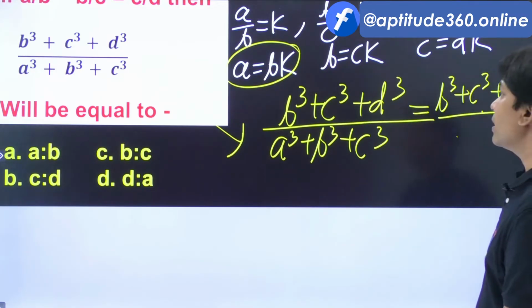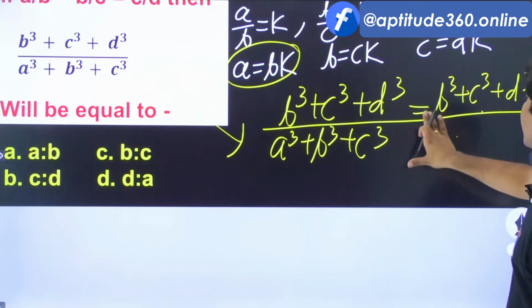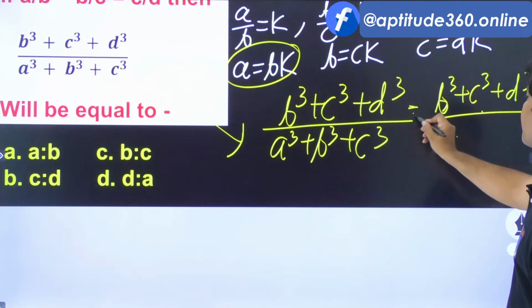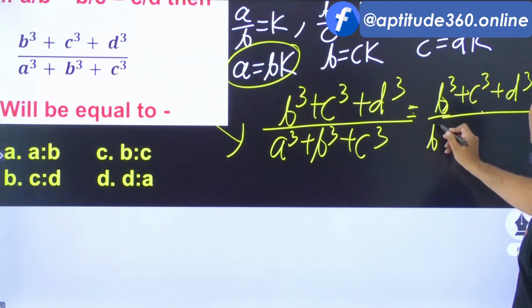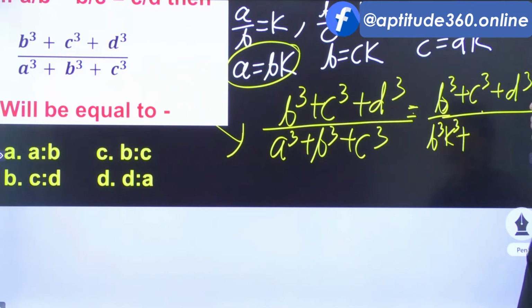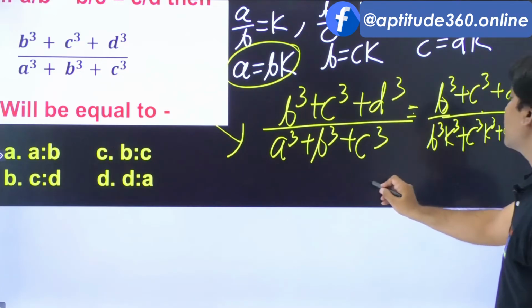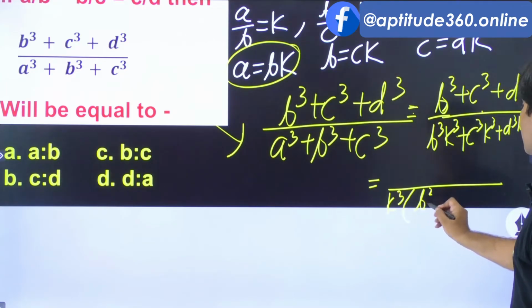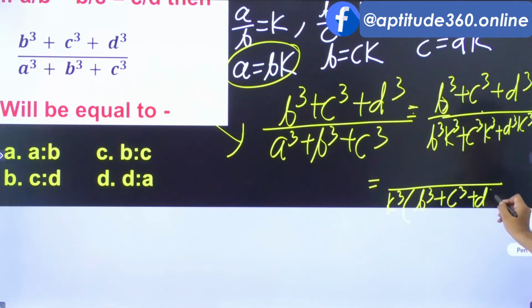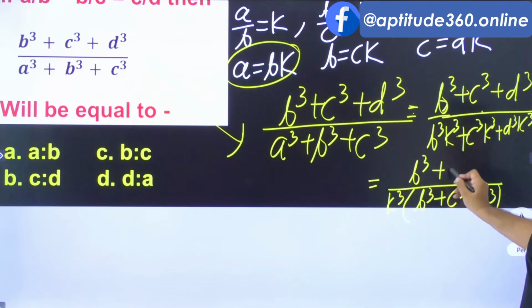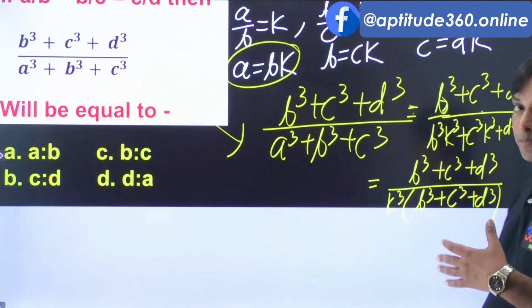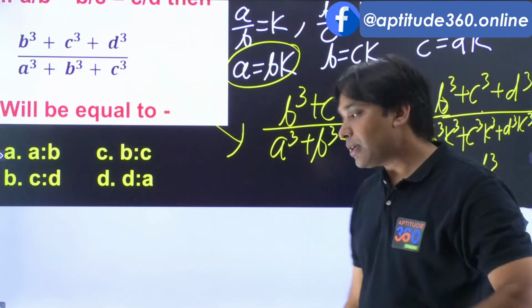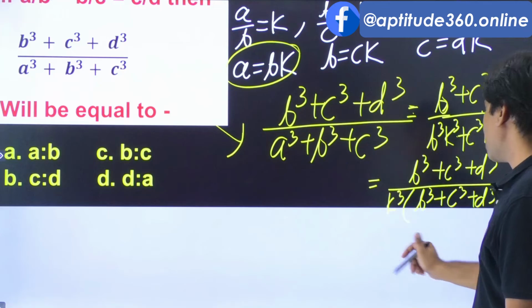So can I write this ratio as b cube plus c cube plus d cube? In the denominator, a can be written as what? A can be written as b cube k cube, and b can be written as what? C cube k cube, and similarly this is going to be what? D cube k cube. And if you take k common out of the denominator, then it will become b cube plus c cube plus d cube, and then you already have b cube and then c cube and then d cube. Understand? So numerator and denominator will get cancelled, and the value that you will be left with is 1 by k cube.